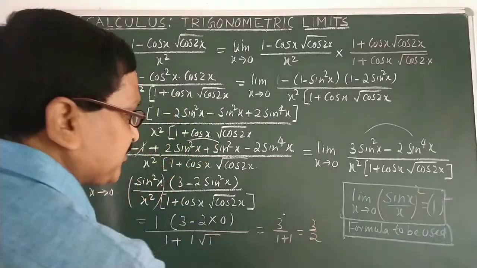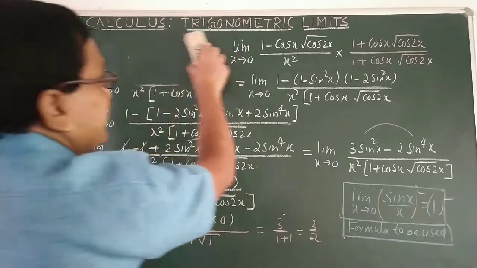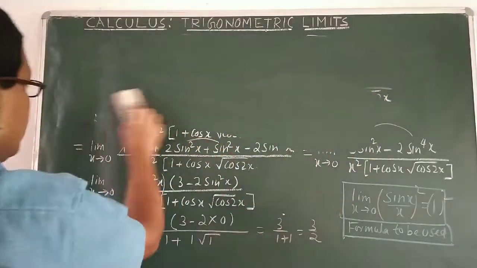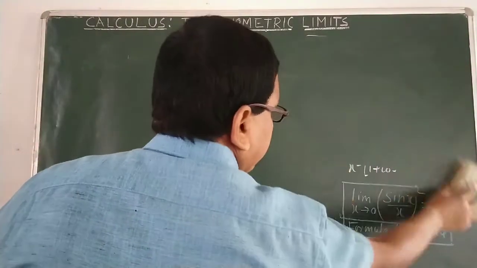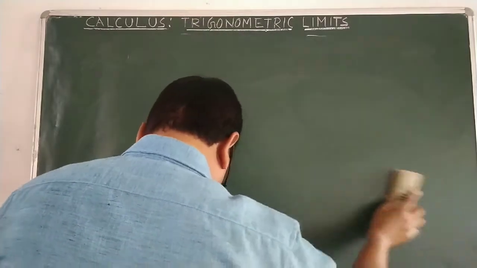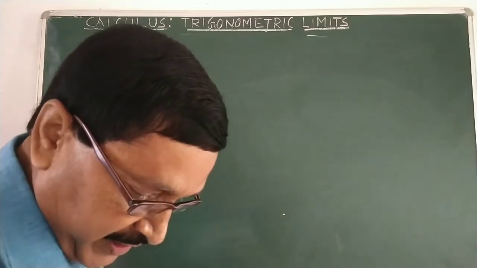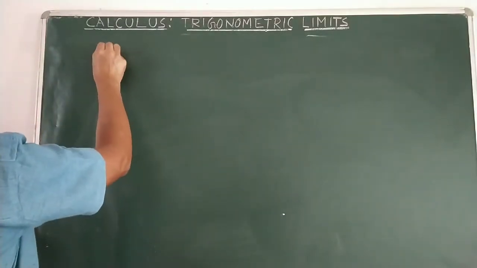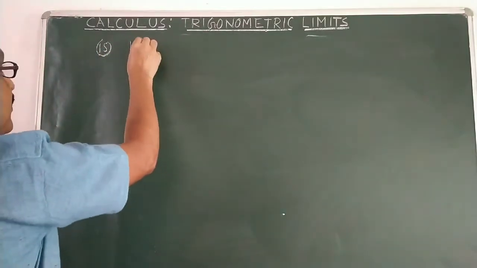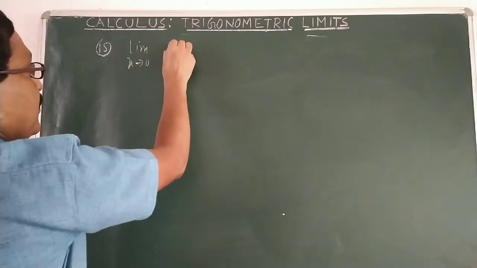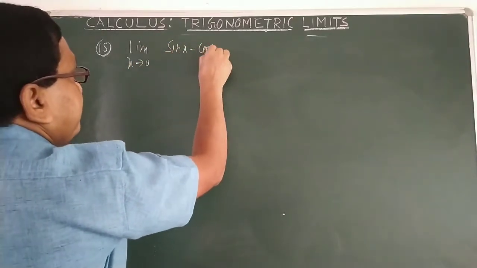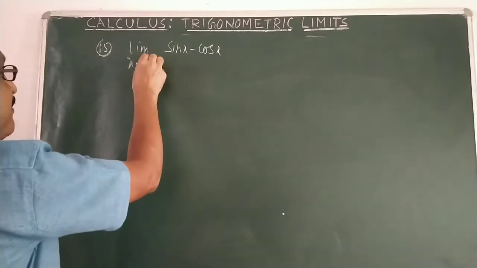So the answer is successful. Now coming towards another problem. So this is problem number 15. Limit of sin x minus cos x, as x tends to pi by 4.